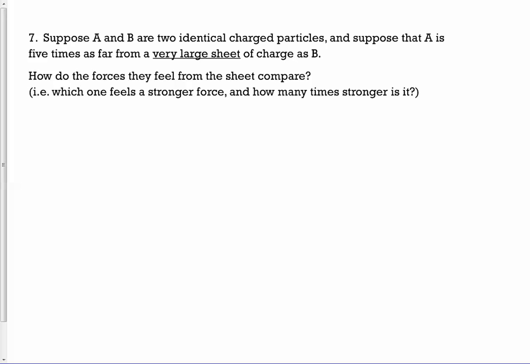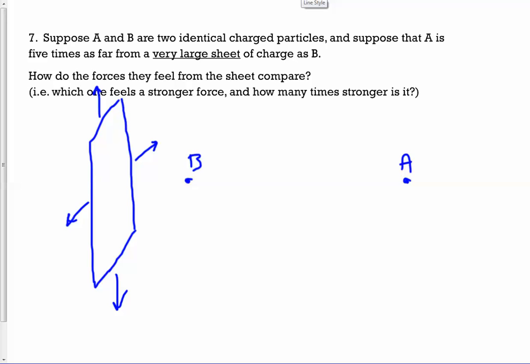And then finally, in this little sequence of questions, number 7, we have a very large sheet. And again, A and B are situated in the same way. In this case, we have to remember that a very, very large sheet, I've drawn a little rectangle here, but imagine it being much, much bigger, creates a uniform electric field, and hence points, no matter how far away they are, will feel the same force. So they feel the same force, equal force. That's the answer here.